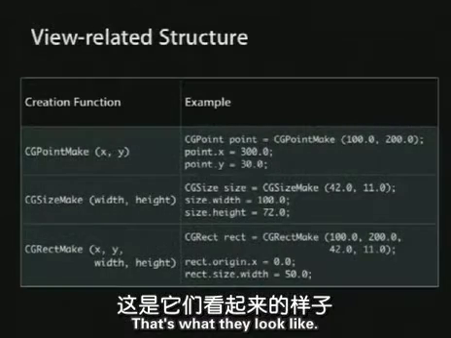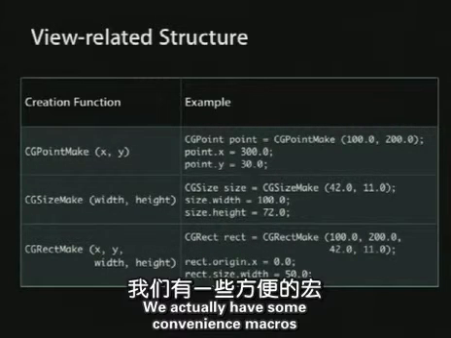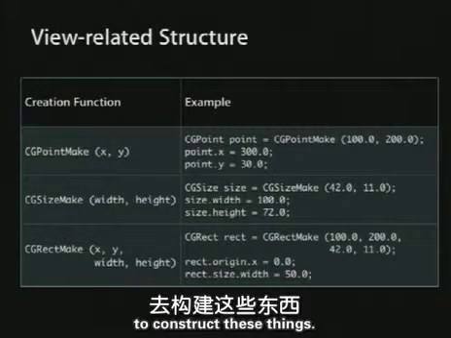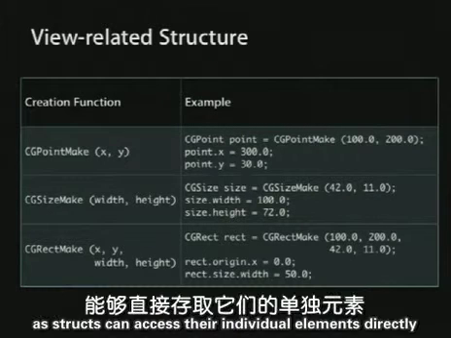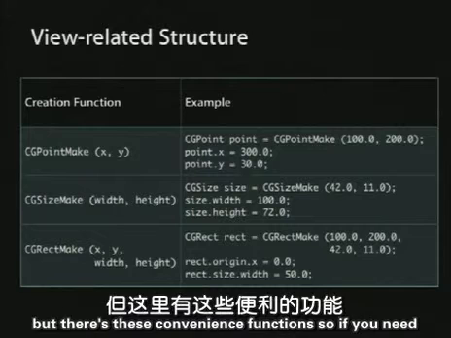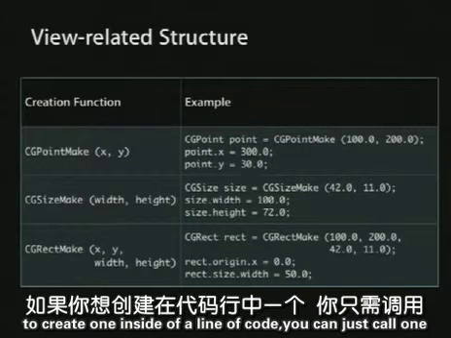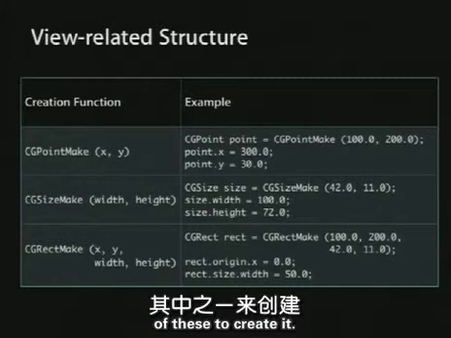That's what they look like. We actually have some convenience macros to construct these things. As I said, they're just structs, so you actually could define them just as structs and access their individual elements directly. But there are these convenience functions, so if you need to create one inside of a line of code, you can just call one of these to create it.